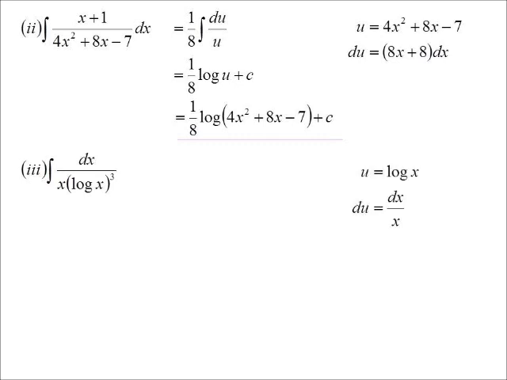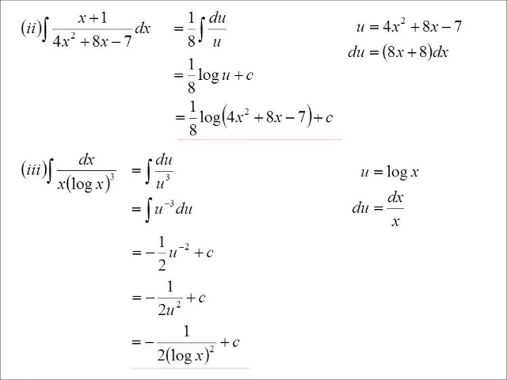dx on x log x all cubed. Well, the log x is cubed. That's probably a good clue as to what to try for a substitution. So I'll go u equals log x. So du is dx on x, and I've got that bit as well. So that works out quite nicely. So I can change that to du on u cubed, which is u to the negative 3. Add 1 to the power over the power. Sub the u back in. And there we go, minus 1 on 2 log x all squared.